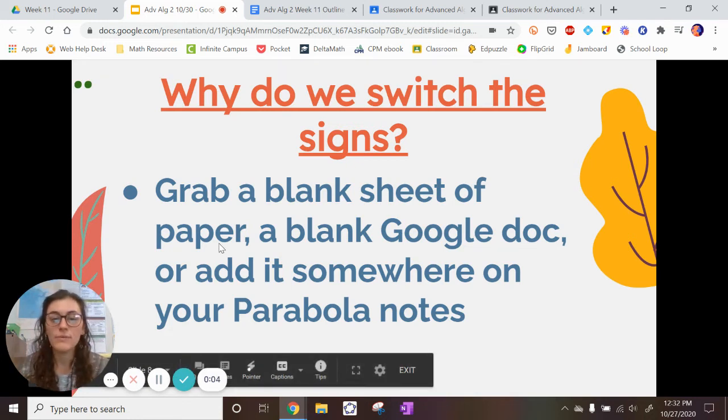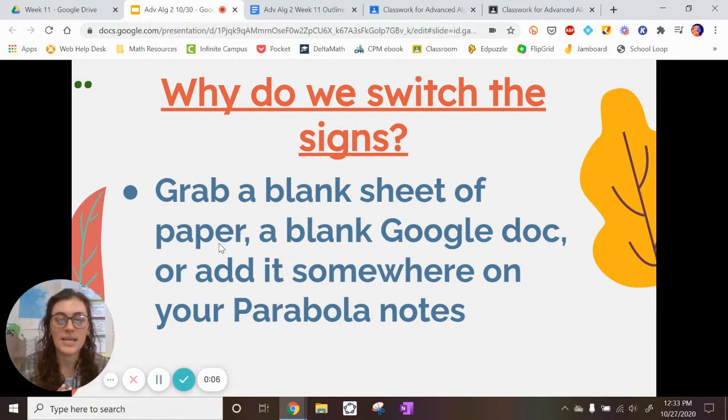So I know a few of you are still struggling to understand why we switch the signs when we're finding either our x-intercepts in factored form or when we're finding the x value of our vertex in vertex form. So I made this video to help explain that a little bit more.